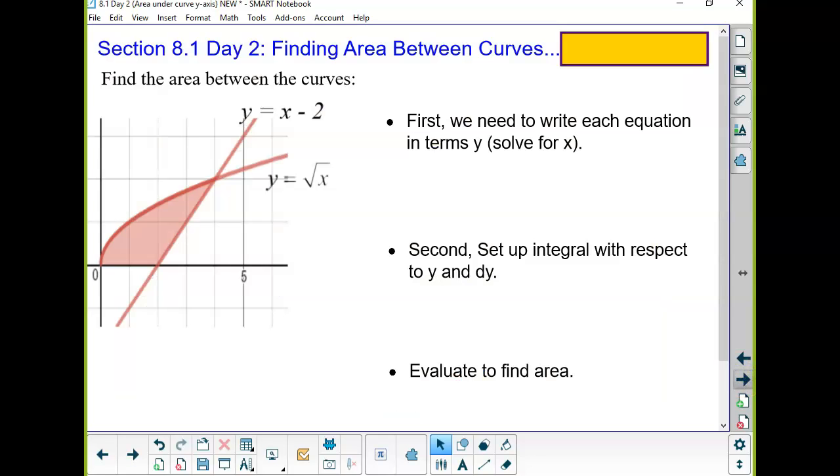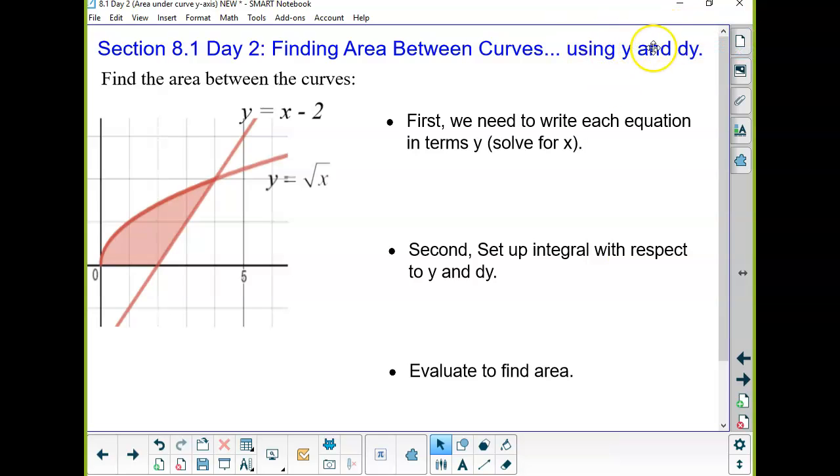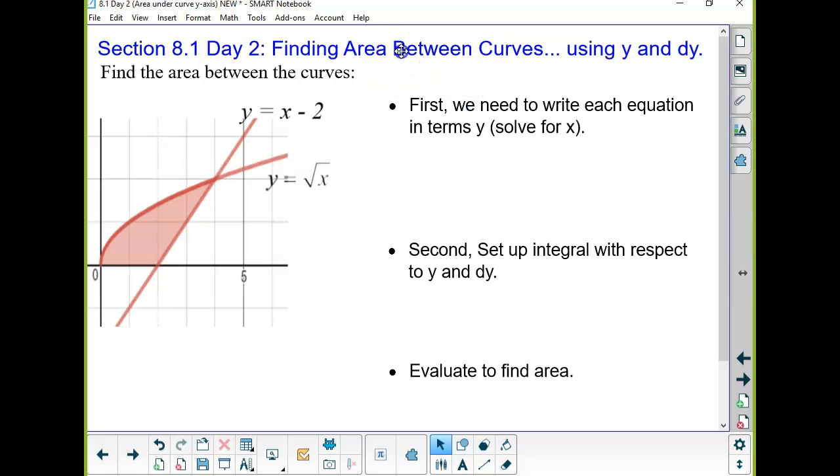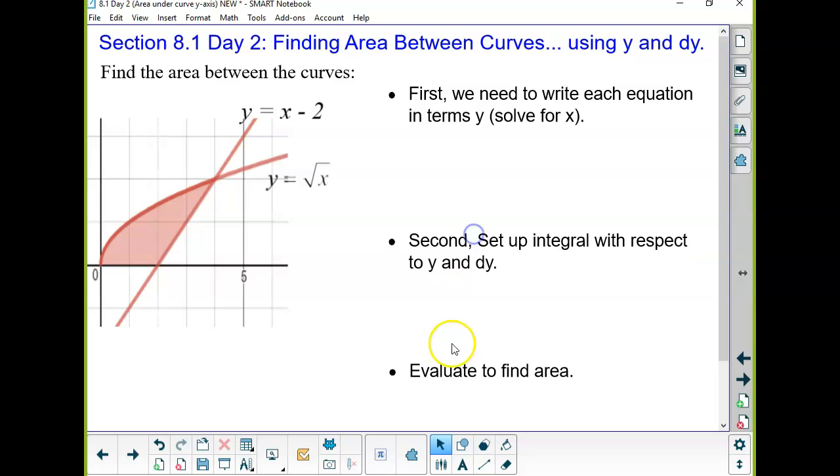So officially, we are finding the area between curves with respect to the y-axis now. So we're going to use y and dy. Do a very rough sketch. You don't even need to have grid lines here. I'll give you the location of these points. But this one I'm going to set up more as a step-by-step, just so you guys can see the full process.